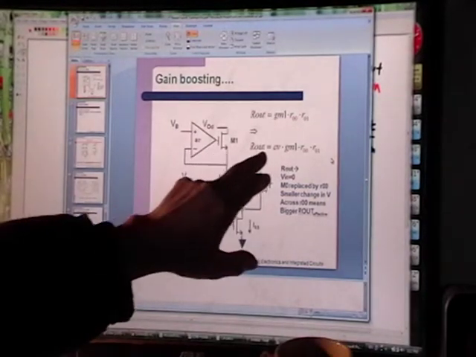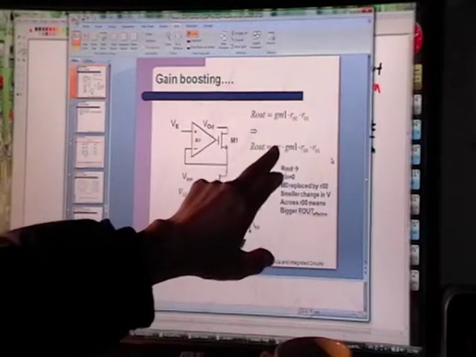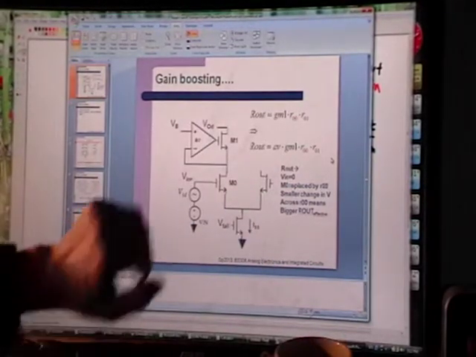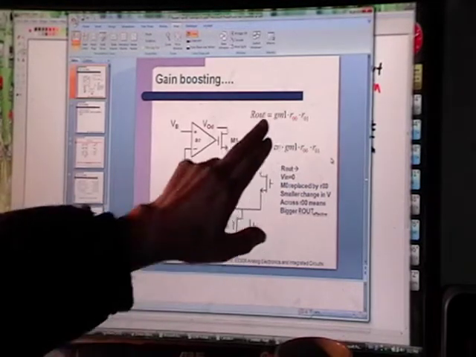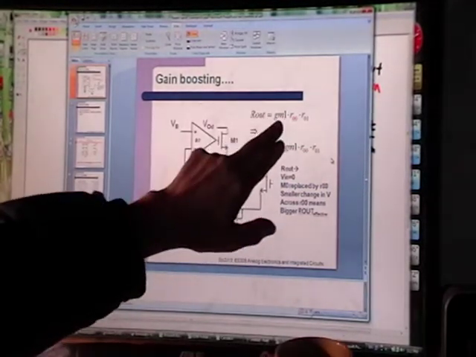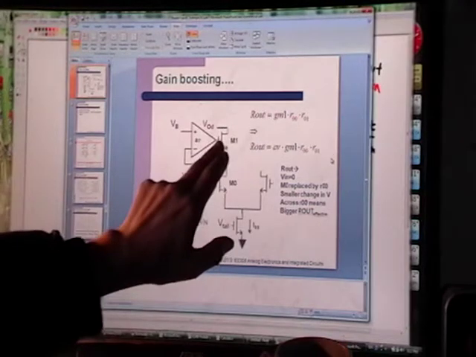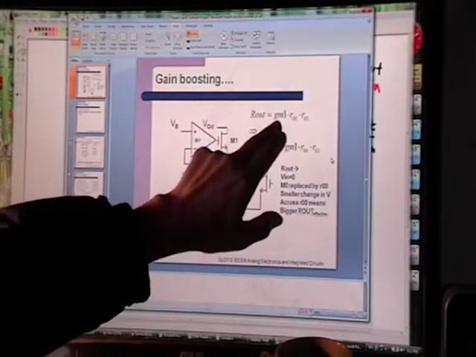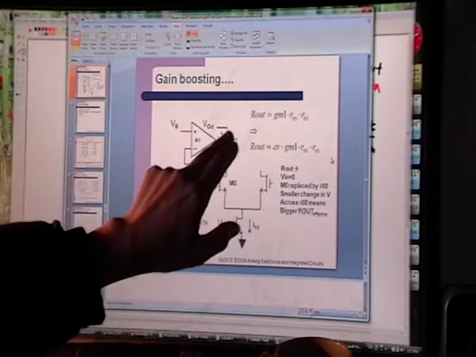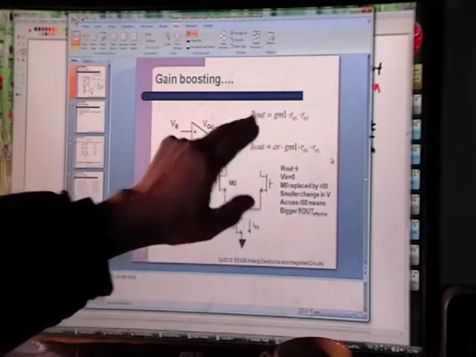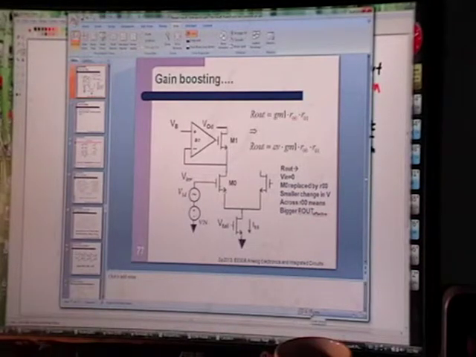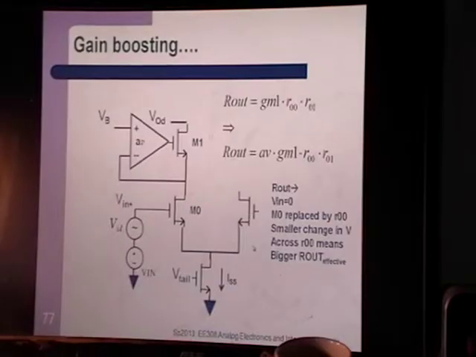So by adding this, you get a GM that's AV times bigger than without this. And remember, this is the GM of this transistor, so it shows up in the R out. Even though you're changing a GM, that GM shows up in the R out equation. So you're actually changing R out. You're changing a GM in order to change the value of R out. Okay. So that's gain boosting, and that's pretty complicated.